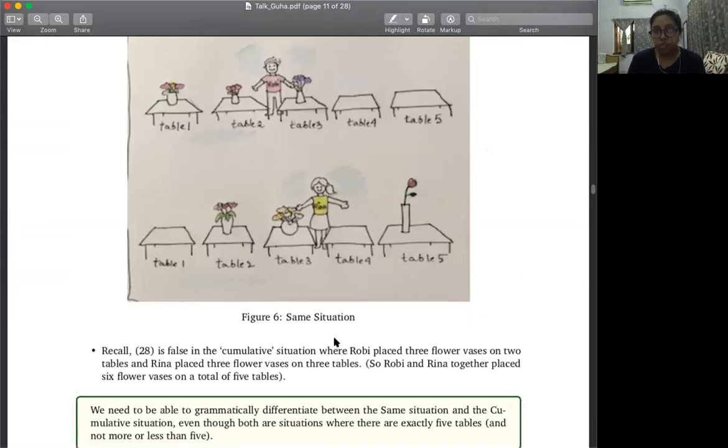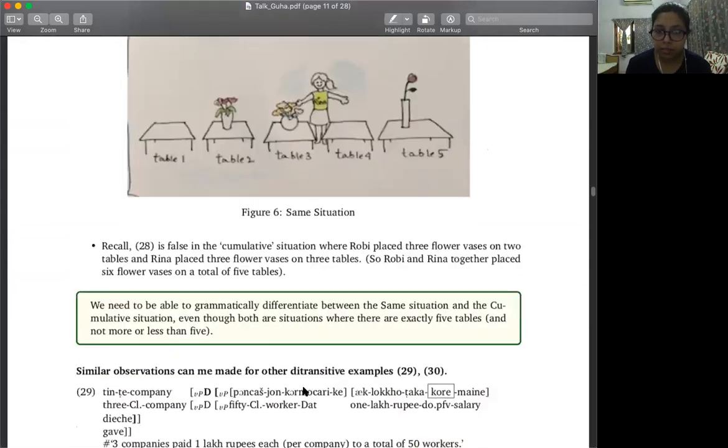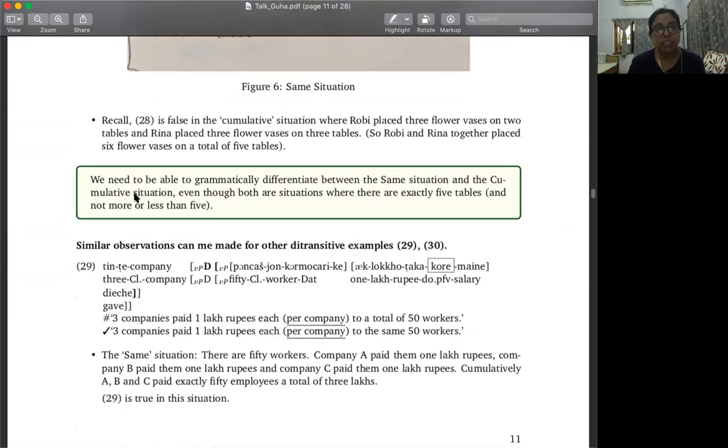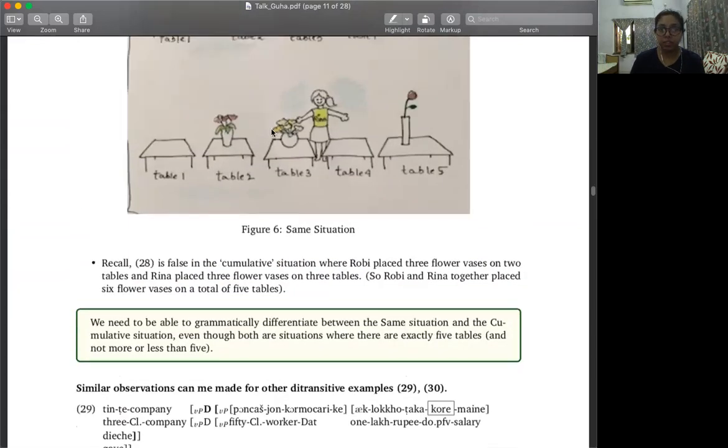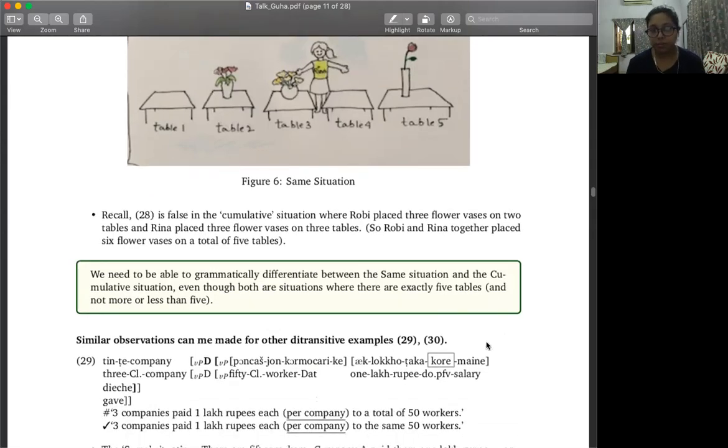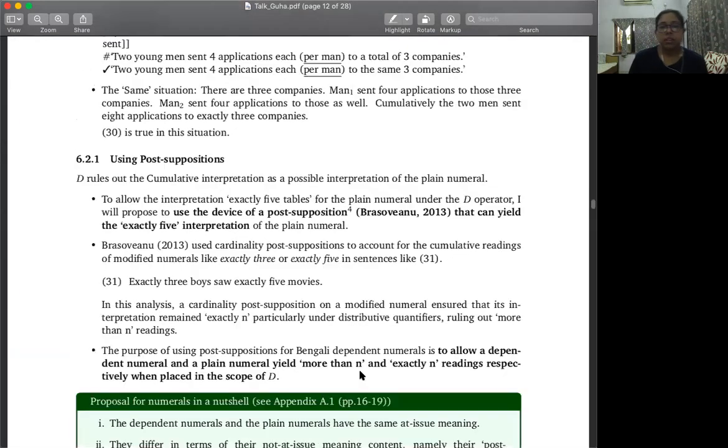So that's crucial for me, and I argue that we need to be able to grammatically differentiate between the same situation and the cumulative situation from before, even though both are situations where there are exactly 5 tables. So for that, I'll be using post suppositions. D rules out the cumulative interpretation as a possible interpretation of the plain numeral.